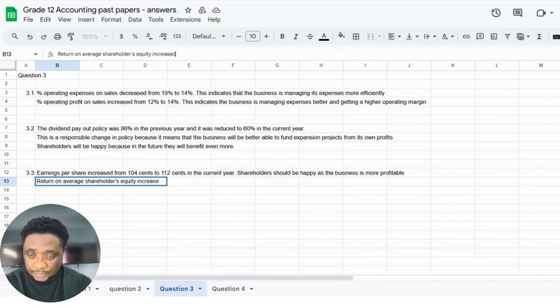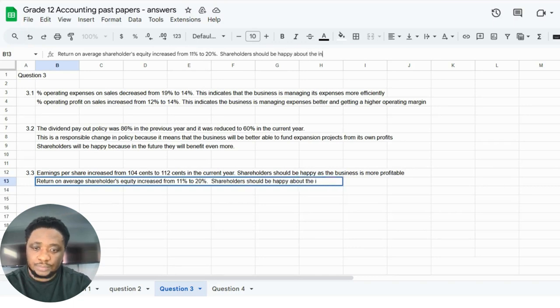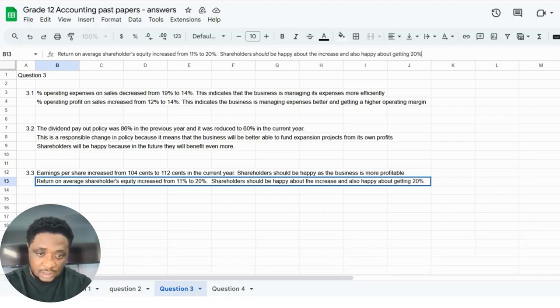Return on shareholders' equity increased from 11% to 20%, and then we add that shareholders should be happy about the increase and also happy about getting 20% instead of 7.5% in a fixed deposit.